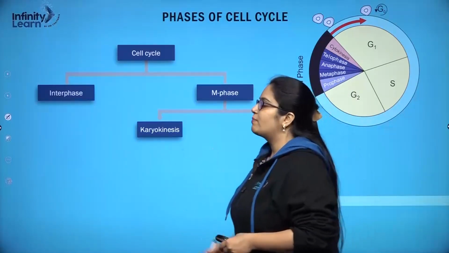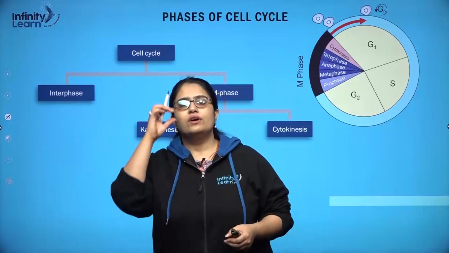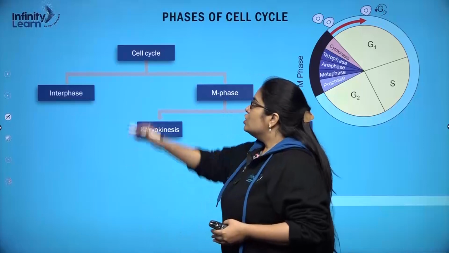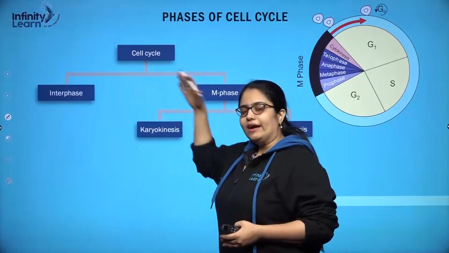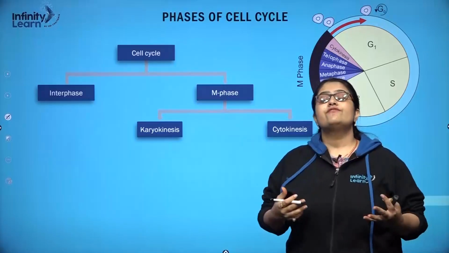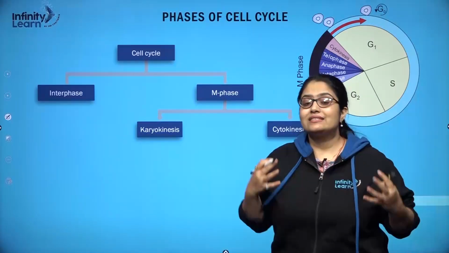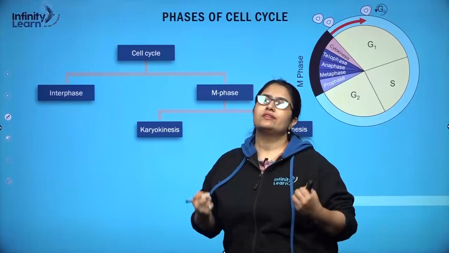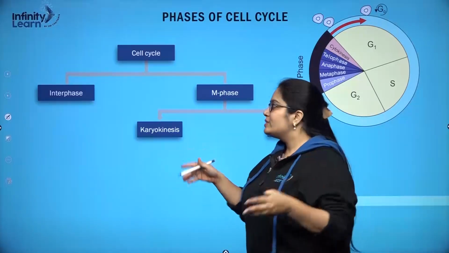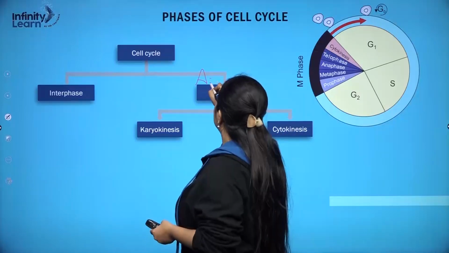I have already given you the introduction. Now let us talk about them in a bit of detail. The cell cycle is broadly divided into 2 phases, interphase and M phase. Interphase is the preparatory phase. A cell is going to prepare for its division, right? And M phase is the phase where actual cell division will take place.